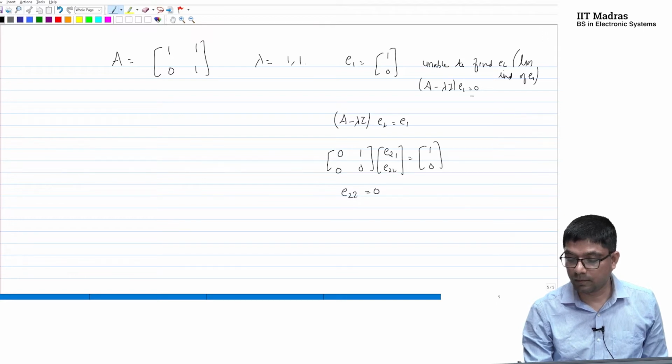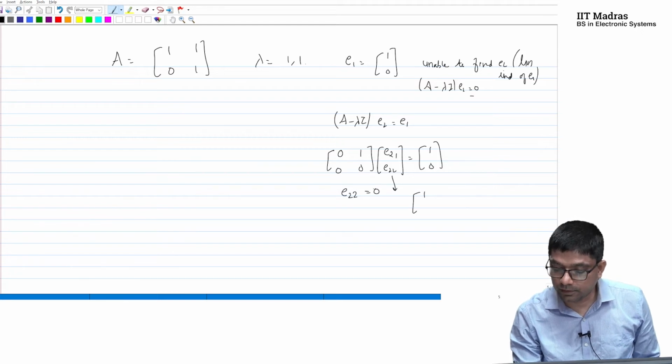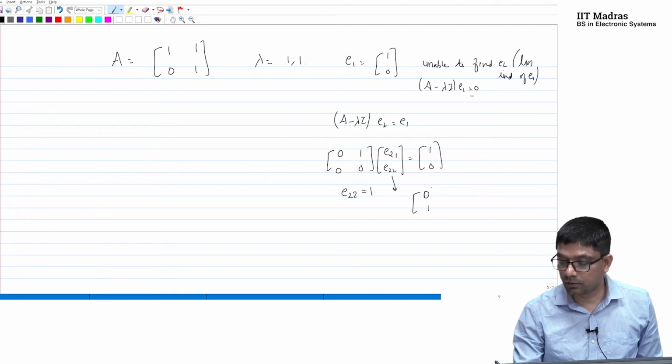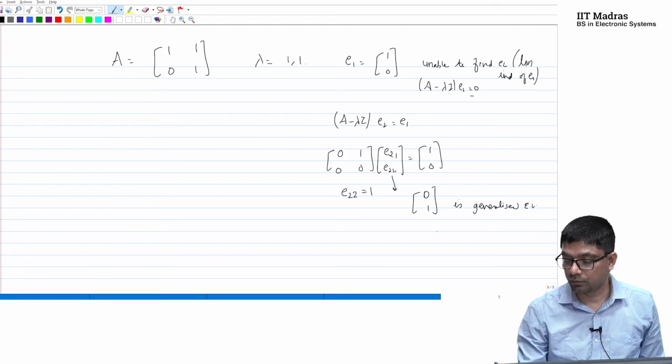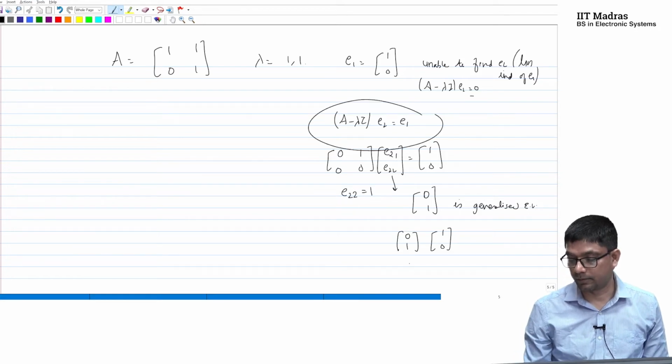E22 equal to 1 and E11 can be anything. So, my vector now is of the form, sorry, this should be E22 should be equal to 1. E22 is 1. So, any vector of the form (0, 1) is now a generalized eigenvector. Okay. So, the natural eigenvector is (1, 0). The one which comes from solving the generalized eigenvector equation is (0, 1).